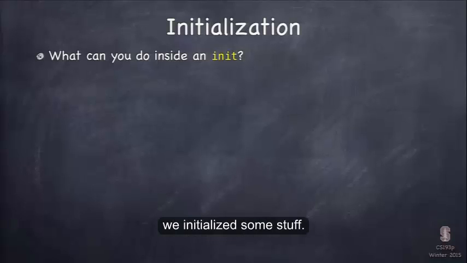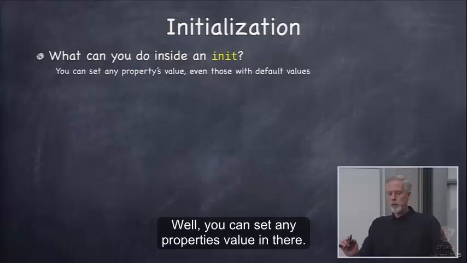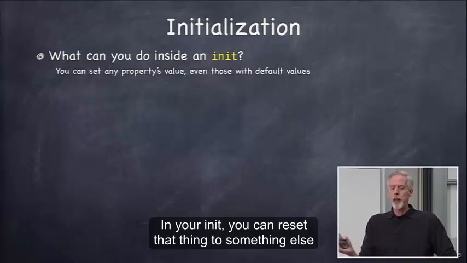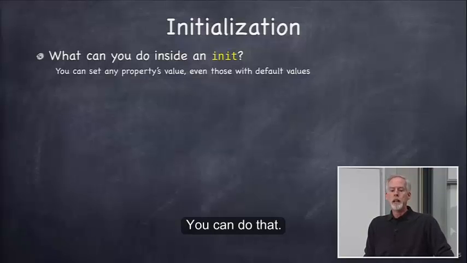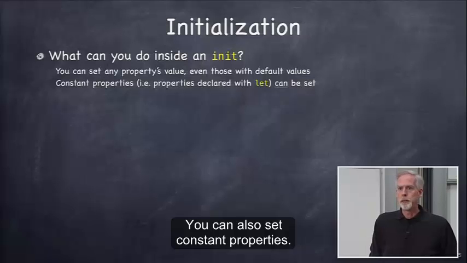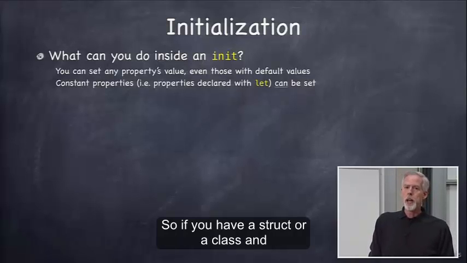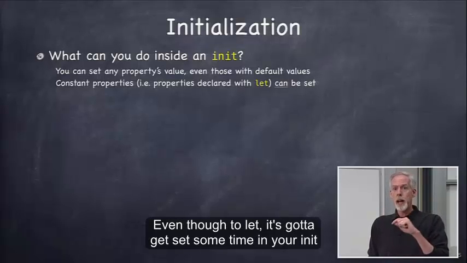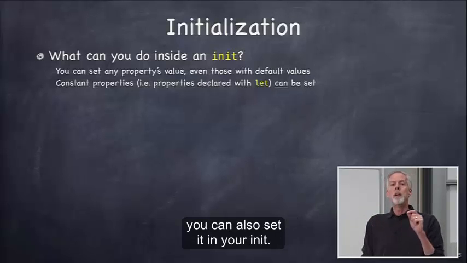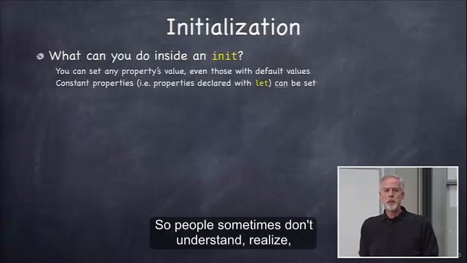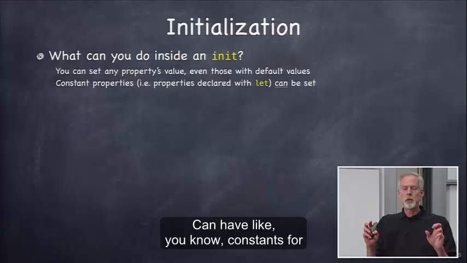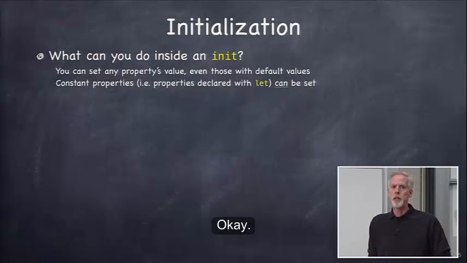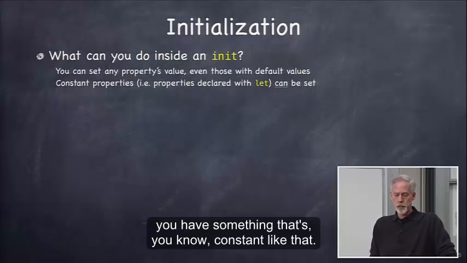So what can you do inside of init? We saw what we did in calculator brain. We initialized some stuff. But what can you do? Well, you can set any property's value in there. You can even set properties that have default values. So even if you have a property and you said equals 12, in your init you could reset that to something else if you changed your mind. You can also set constant properties. So if you have a struct or a class and it has let x colon string, you can set that in your init. Even though it's a let, it's got to get set sometime. In your init is when you can set it. You can also say equals something, but you could also set it in your init. People sometimes don't realize that I can have lets in my class, constants for my class that are created at initialization and stay the same for the whole lifetime of my instance. And absolutely you can. And you initialize them in your init. That's actually good practice if you have something that's constant like that.